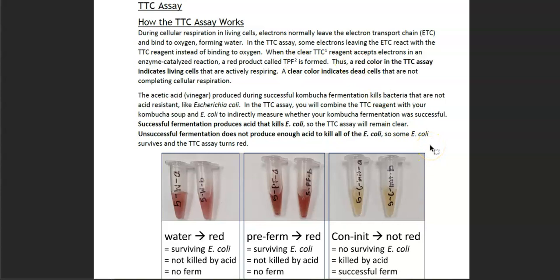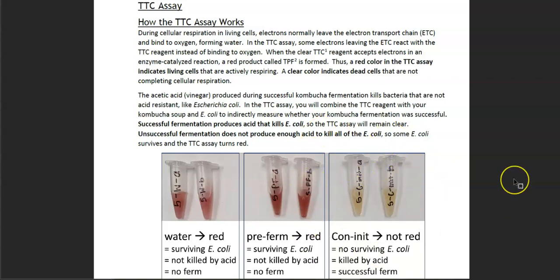Okay. Hopefully, in your control jar, you have gotten a lot of acid production. So when you mix the control kombucha with the E. coli, it should kill all of the E. coli. The acetic acid produced by the bacteria should kill all of the E. coli. And so none of the E. coli should be able to pass electrons to the TTC. So the TTC reagent will stay clear instead of turning red.